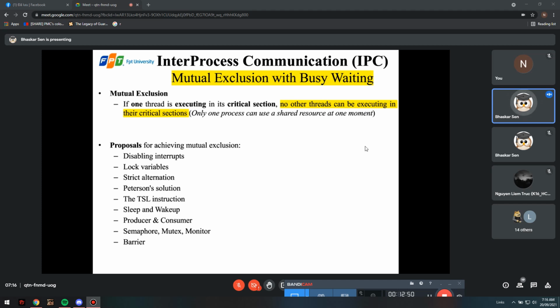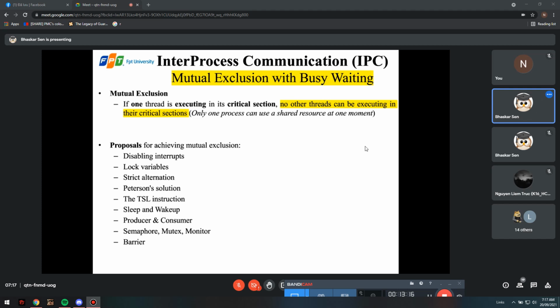If that is the case, then you are actually running into a critical section. That piece of code, that part of your program will be called critical. That part of the code is what we call the critical section of the program. Did you get my point?